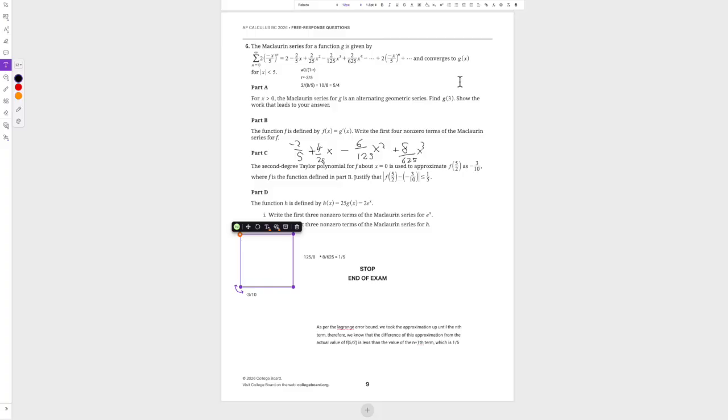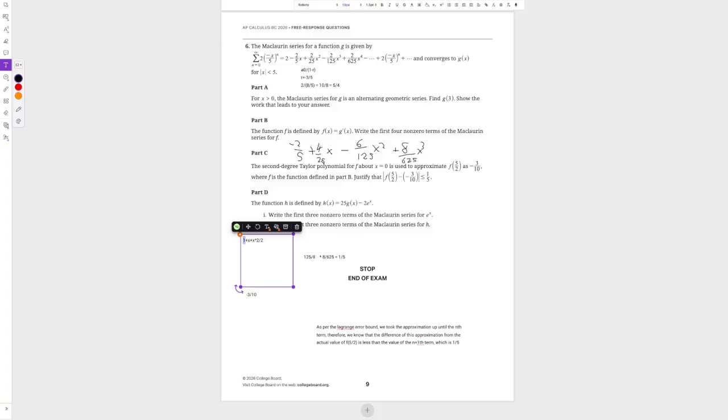So what is the Maclaurin series for e to the x? This is simply just 1 plus x plus x squared over 2 factorial plus x cubed over 3 factorial and so on. We just want the first 3 non-zero terms, so this is it. 1 plus x plus x squared over 2. And now we have, write the first 3 non-zero terms of the Maclaurin series for h. What is h? We have 25 times g of x minus 2 e to the x.